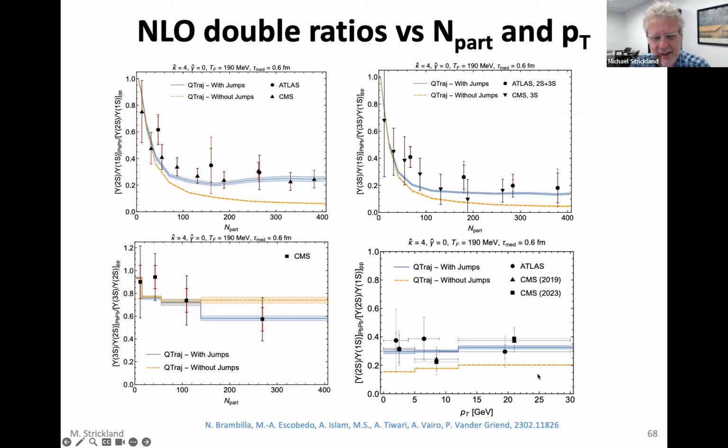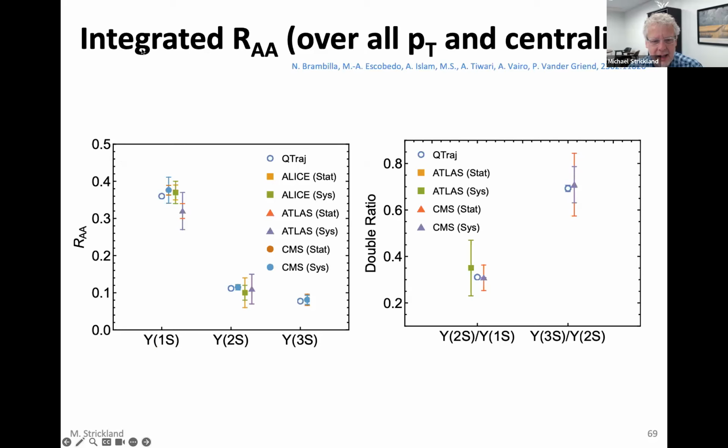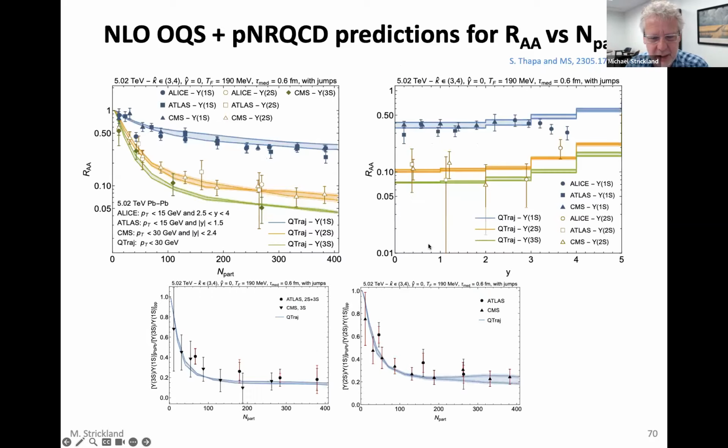These are very nice observables because we're not on a log scale. This is linear, and the error bars are quite small. If we integrate over all possible pT and all possible centrality, then we can come up with summaries for each of the states and summaries for these double ratios. The QTraj, or our Lindblad solver, are these little round circles on this summary plot, and the world's collected data are the things with error bars. So we were quite pleased with this result.